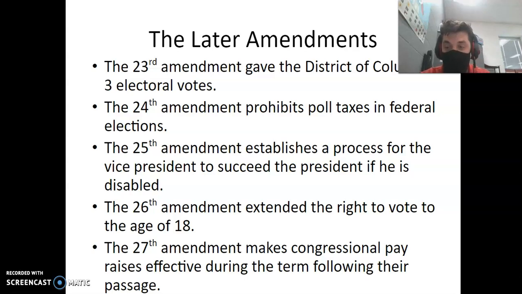The 26th Amendment, you can thank the Vietnam War, gave 18-year-olds the right to vote. And the 27th Amendment stipulated when the greedy congressmen can raise their pay. These are the 27 amendments of the Constitution.